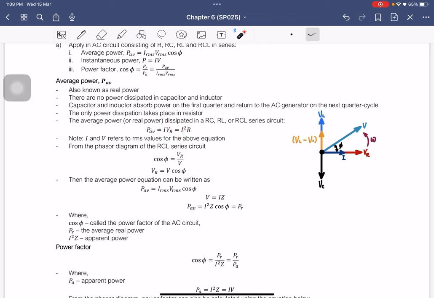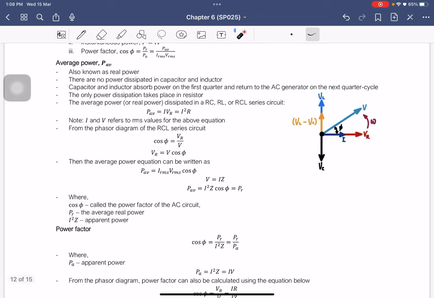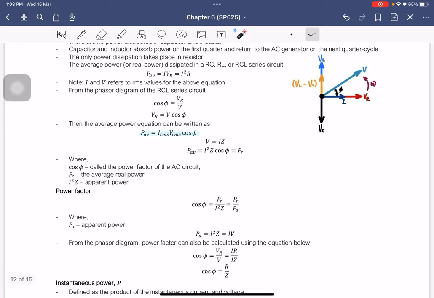Okay, so from the phasor diagram, we know that cos φ is equal to VR over V. This is the adjacent over the hypotenuse lah, itu bermaksud dia tu. Okay, so kamu tahu VR is gonna be equal to V cos φ. So when we substitute that into this equation, we get this equation here. Okay, so we get lah satu equation yang macam ni. Okay, so V RMS is also equal to I RMS times the impedance. So we can actually let it equal to this equation as well.